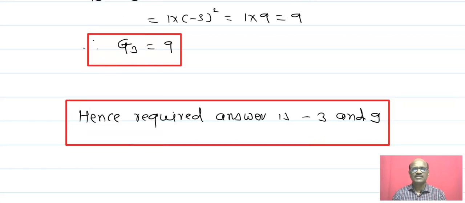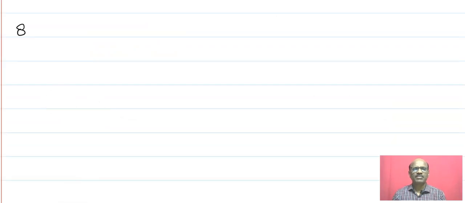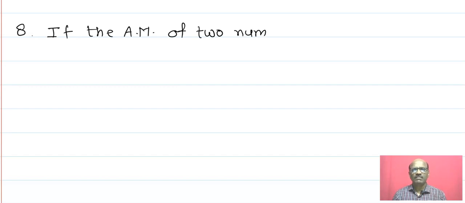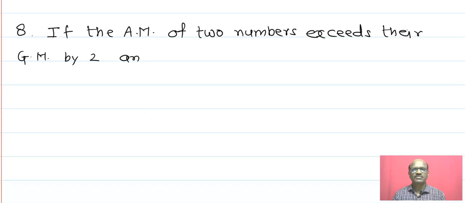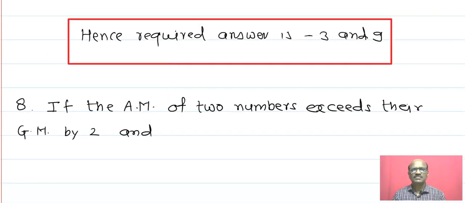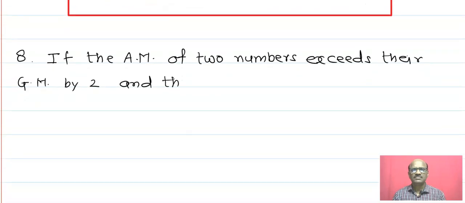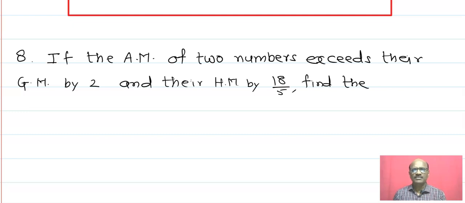Now the next problem, number 8. If the arithmetic mean of two numbers exceeds their geometric mean by 2, and their harmonic mean by 18 upon 5, find the numbers.